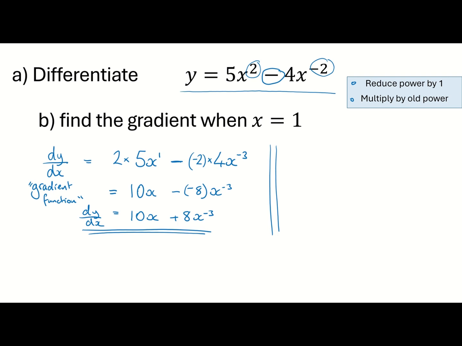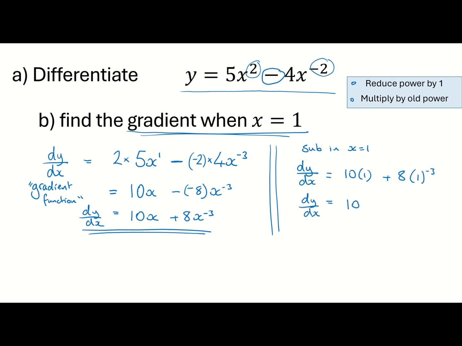Now part B says, can we find the gradient when x equals 1? So how can we use this information? Well, if I want to work out the gradient when x equals 1, well, the gradient is my dy over dx. So I just need to substitute in x equals 1. So our gradient when x equals 1 is going to be 10 times 1 plus 8 times 1 to the power of minus 3. If you need to use your calculator here, you can do, but we end up with 10 plus 8, so 18. So the gradient when x equals 1 is 18.